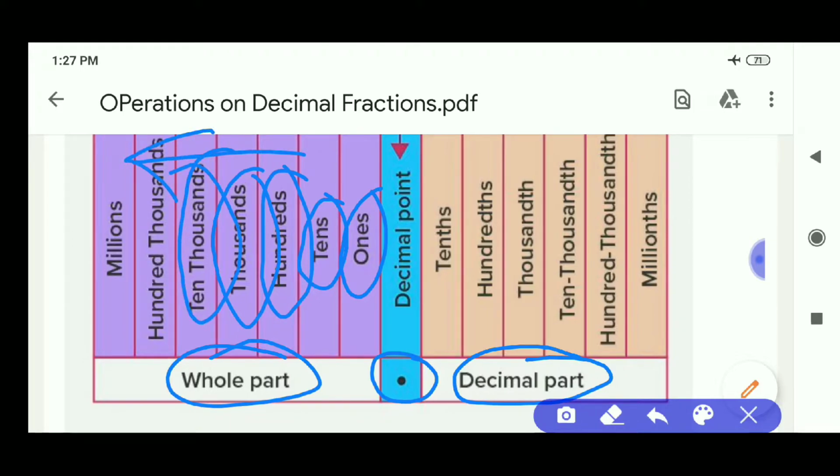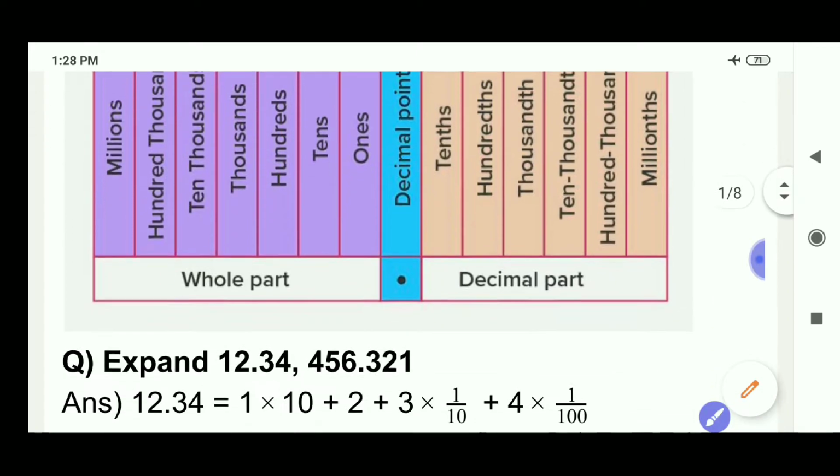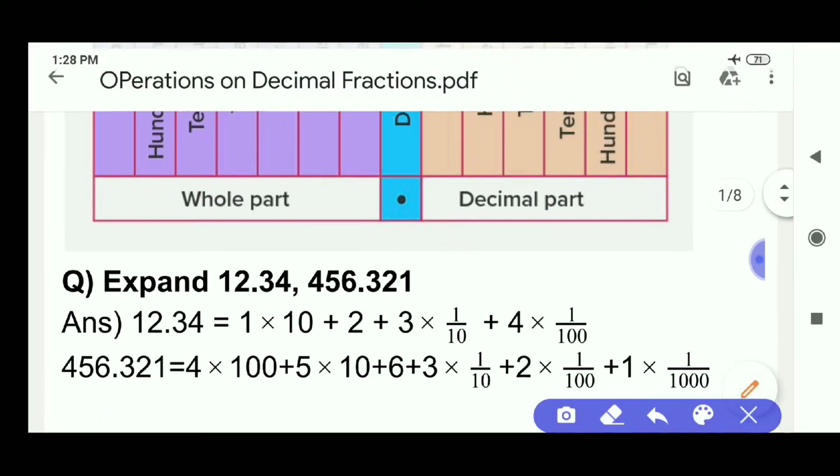The first right digit of the decimal point is called tenths place. That means 1 by 10. Next right one is hundredths place. That means 1 by 100. Next right one is thousandths place. That means 1 by 1000. Next right one is 10,000th place. That means 1 by 10,000. And so on.